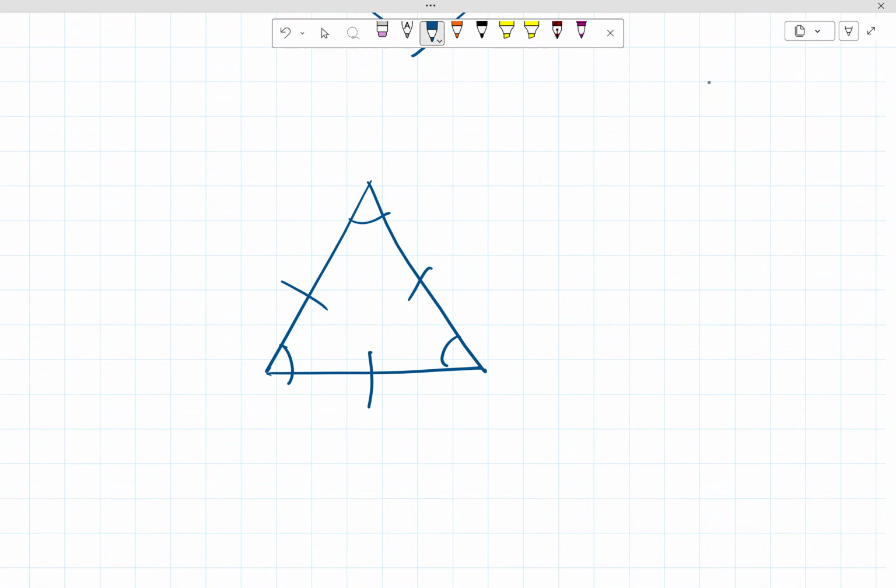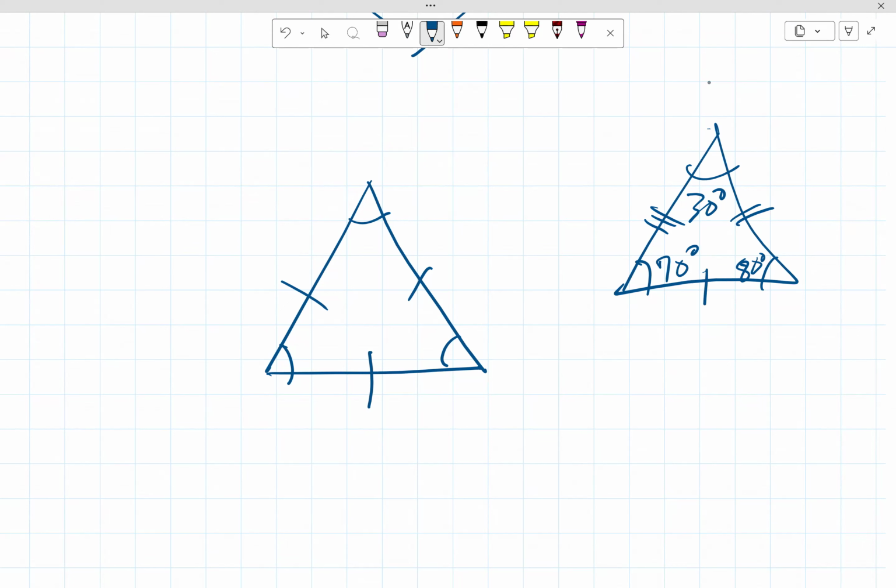Since we already know that for any triangle, the side facing the angle is proportional to the angle that is facing it. So in essence, if you have a triangle, let's say this is 30 degrees, this is 70 degrees, and then this is 80 degrees. Automatically, the side facing 80 degrees will be the biggest, the side facing 70 will be the second biggest, and then the side facing 30 is the smallest. So we have that proportionality going on for triangles.